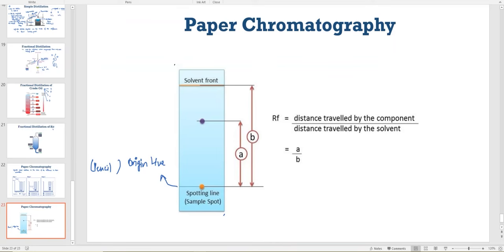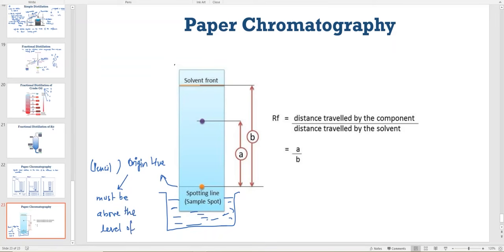Let's say you want to see, if you have a black marker, which dyes or colored substances are making this marker black. You can draw a line with a pencil, put the spot over here, and dip this filter paper inside a solvent, such that this origin line, remember, must be above the level of the solvent.